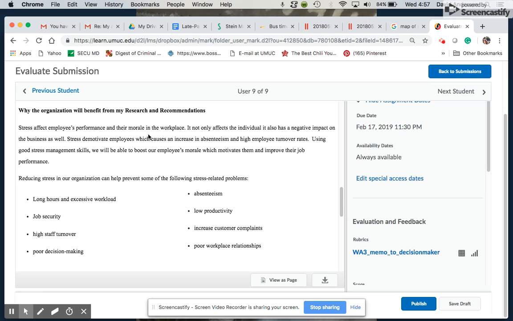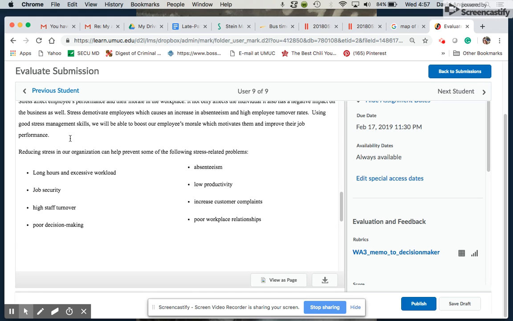Okay. Yes, this is all absolutely true. Stress affects employee performance. It affects individuals. It affects the whole business as well. Again, in this one, it says, how will the organization benefit from your research? What will your organization get out of this?